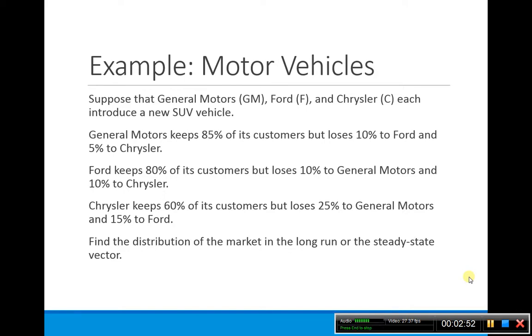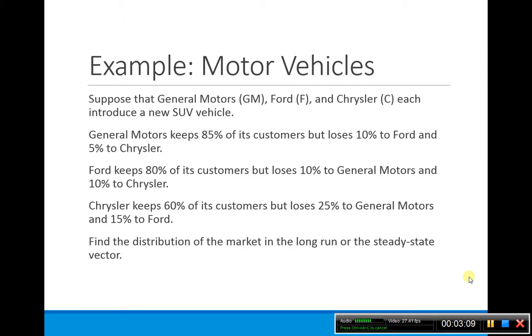Okay, now another example. Let's suppose we're talking about motor vehicles. Suppose we have three different motor vehicle companies that we're interested in: General Motors, Ford, and Chrysler, and each produces a new SUV. We have these facts about who's going to move and who's going to stay with what they know.